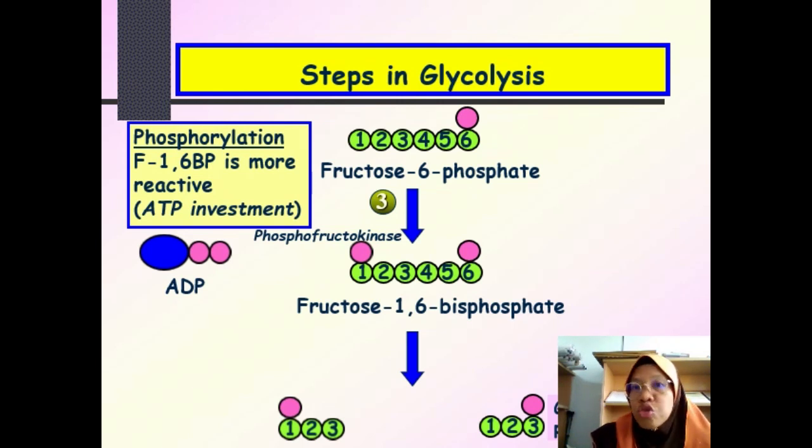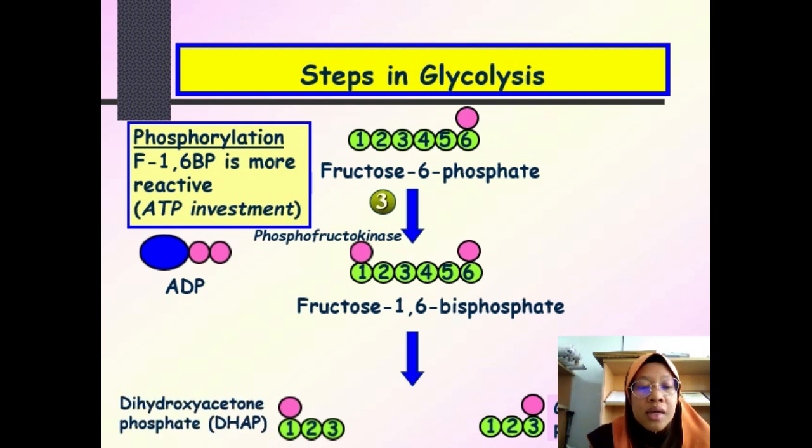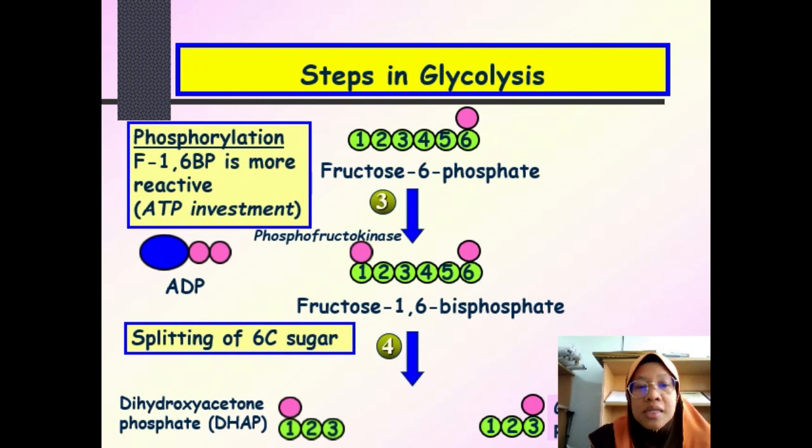This one you can use short form. Ya, G3P boleh digunakan. Dan juga satu lagi compound tadi, dihydroxyacetone phosphate. You can also use this short form, DHAP. So ada 2 molekul 3 carbon. Alright, so this step is known as lysis, splitting of the 6 carbon sugar.